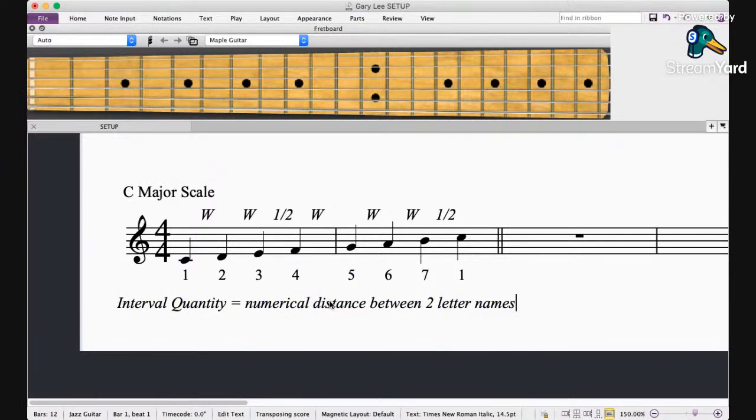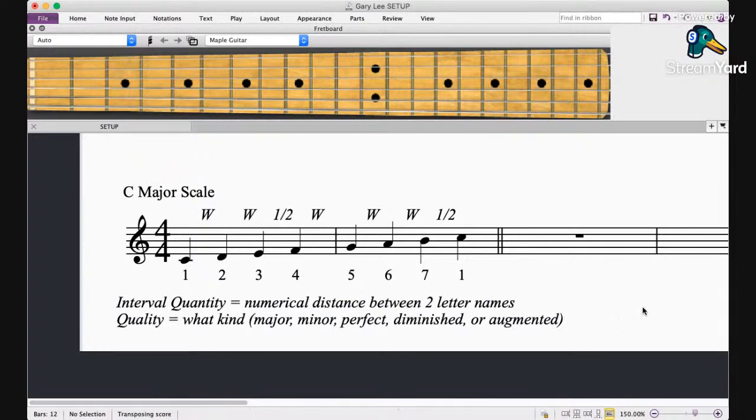Now there's something else related to intervals, and that is the quality. And that just means what kind. That could be major, minor, perfect, diminished, or augmented. And I'll explain what each of these are here. So, for example, let's take the note C. Let's copy it over here. And we're going to analyze all the different intervals that we can put on top of C.